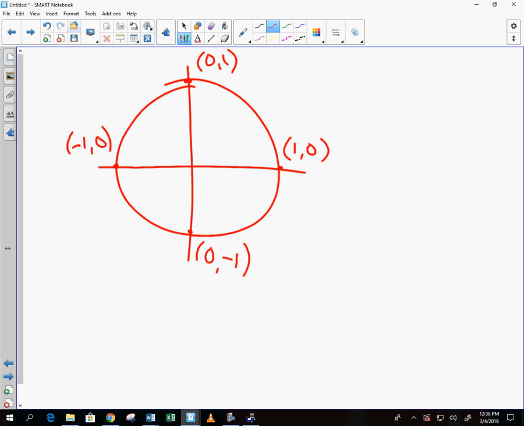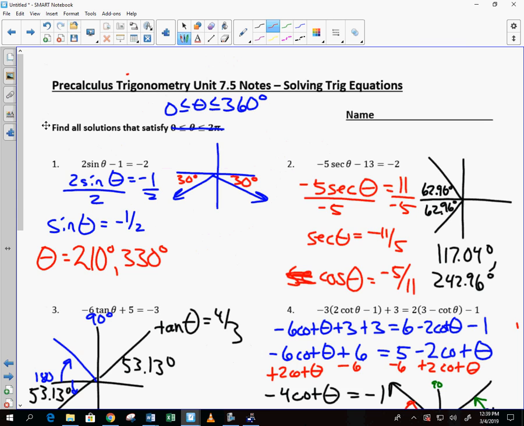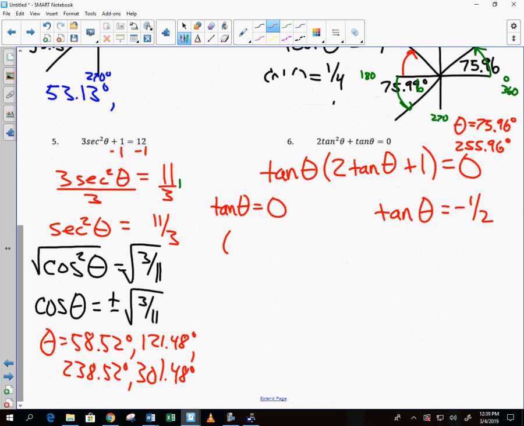So if you notice, tangent's equal to 0 at 0, and then at 180, and then at 360. Yep. So that's our first set of solutions: theta equals 0 degrees, 180 degrees, and 360 degrees. Now I've got to solve tangent theta is equal to negative 1/2. Well, where's tangent negative?